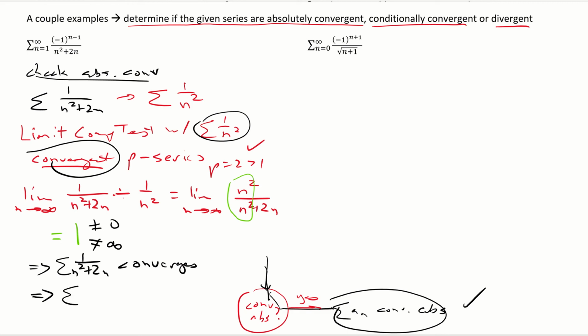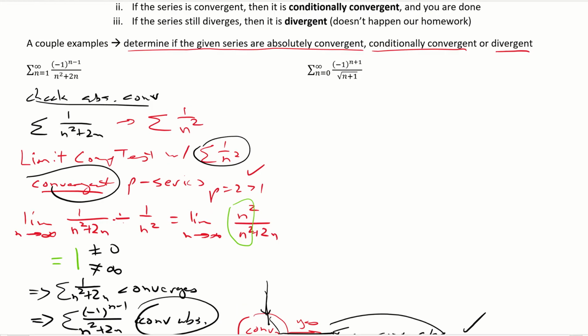So we say the series (-1)^(n-1) over n squared plus 2n converges, guess what? Absolutely. And you're done. Because if it converges absolutely, it would converge as an alternating series as well. By theorem. New world, huh? All right, let's go to the next one.